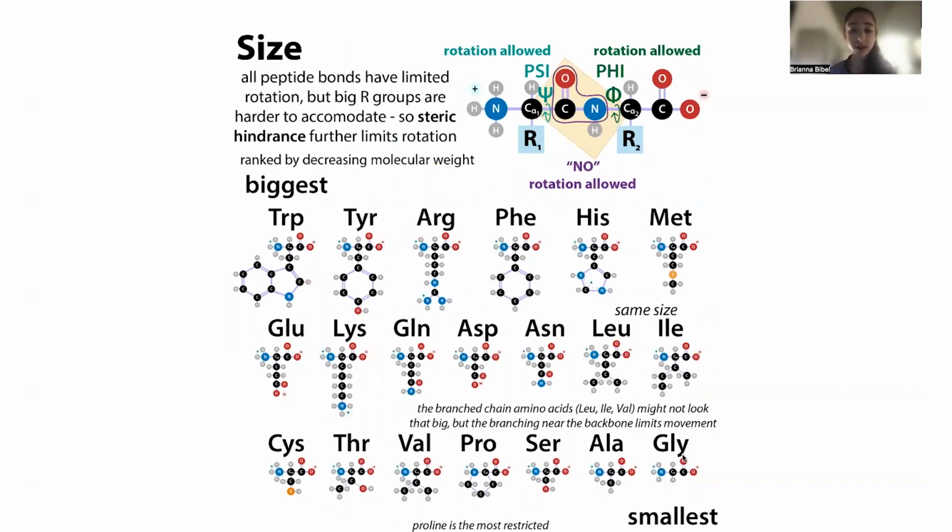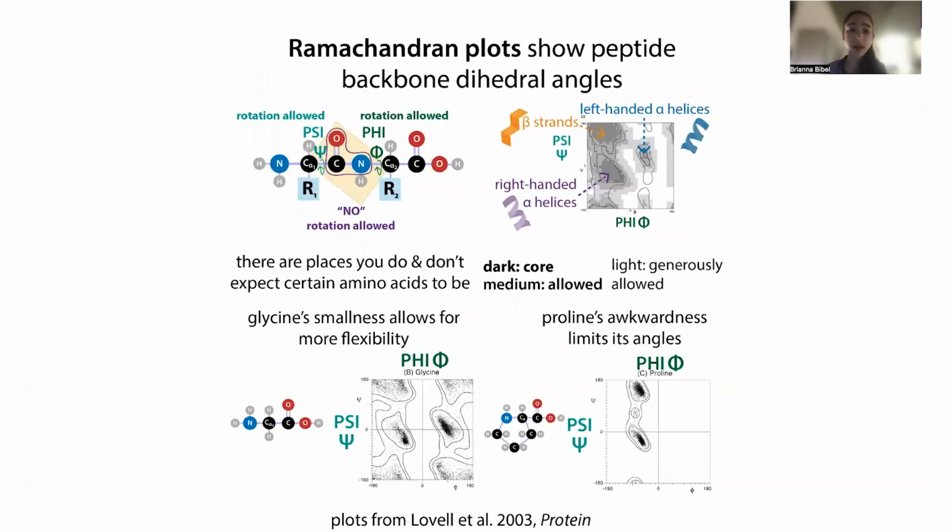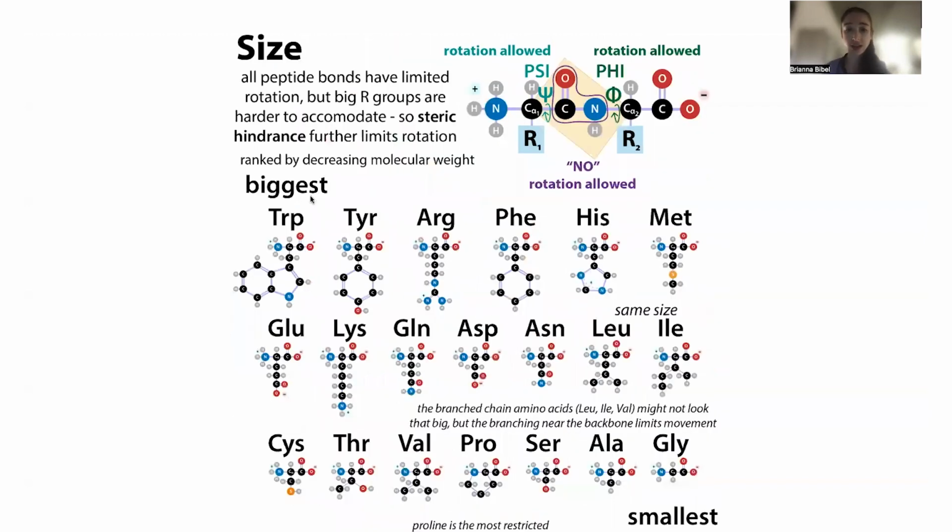Whereas if you have something tiny like glycine, it's going to be super duper easy to rotate. And so glycine is going to be super duper flexible, whereas something like tryptophan is going to be harder to rotate around. And it's not just the overall mass of it that matters. It's actually how close to the backbone that mass is.